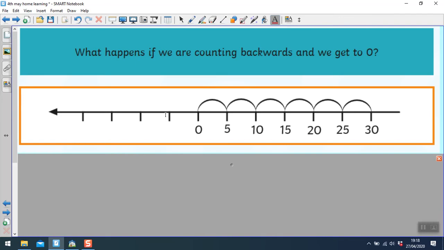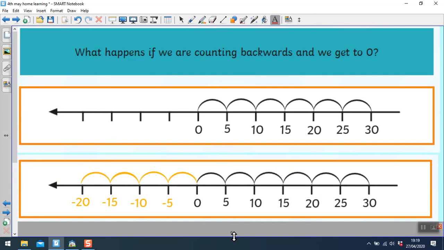It's negative 5. So try to avoid saying minus 5. We say negative 5. What's negative 5 take away 5? It's negative 10. What's negative 10 take away 5? Negative 15. And what's negative 15 take away 5? It's negative 20. And this is what that looks like here.